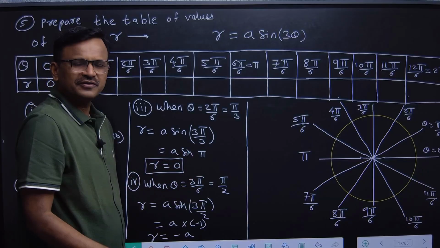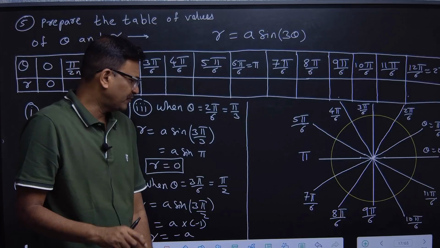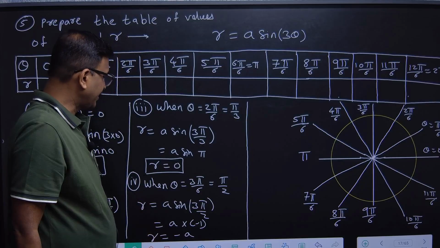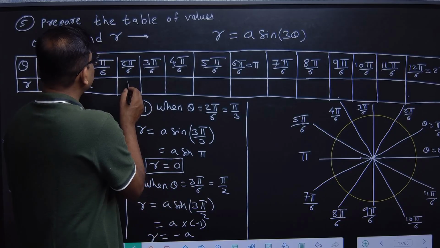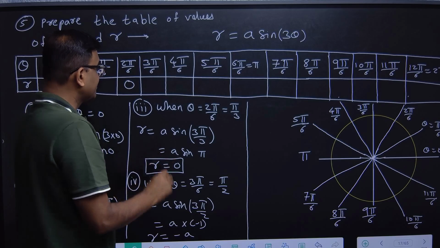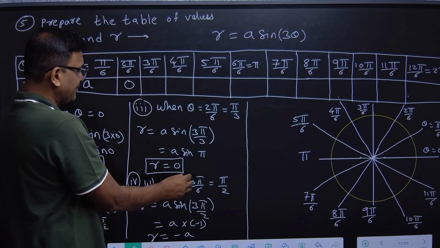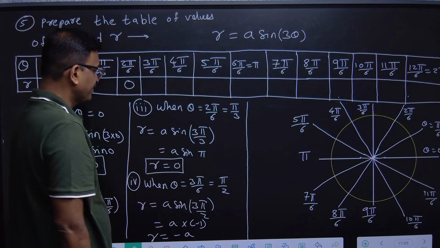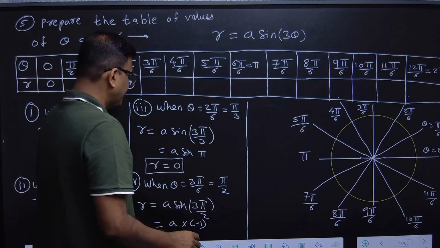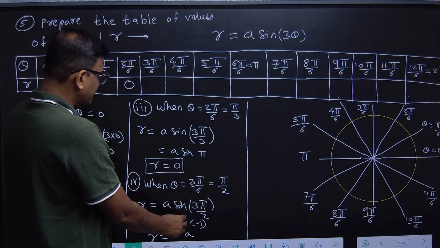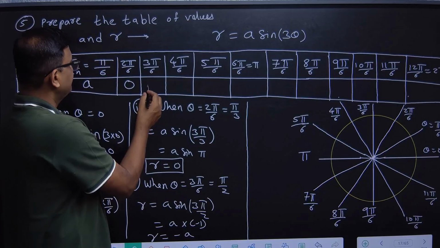If you have any doubt, you can find the value of sine pi, etc. on calculator. Bring your calculator in radian mode. And the third value of r we have got is 0. When theta is 2 pi by 6, r is 0. Next value of theta is 3 pi by 6, that is nothing but pi by 2. If you put theta is pi by 2 here, r will become a sine of 3 pi by 2. Sine 3 pi by 2 is minus 1. So minus 1 into a becomes minus a.